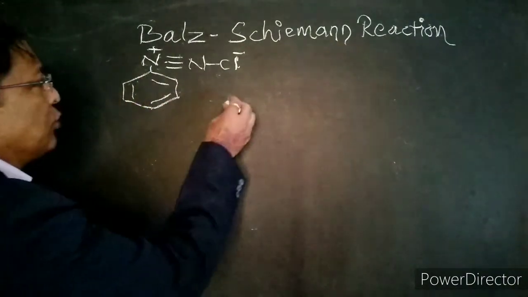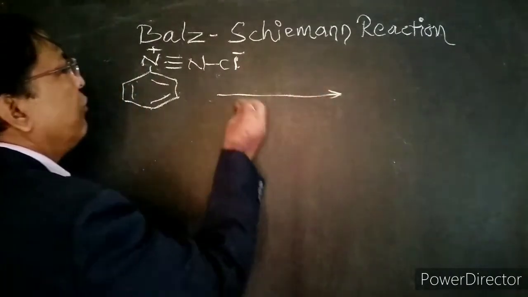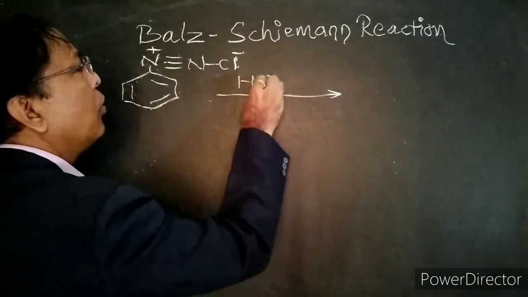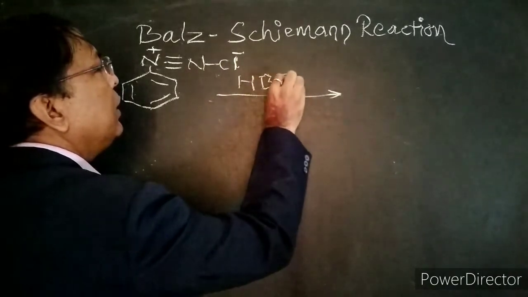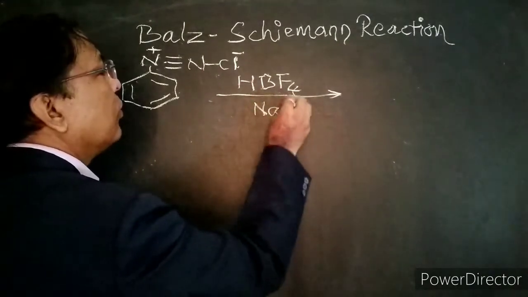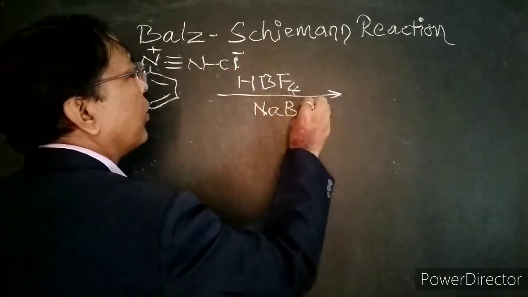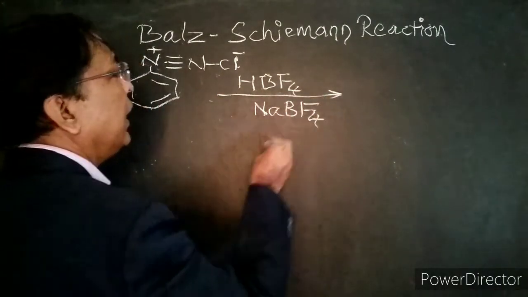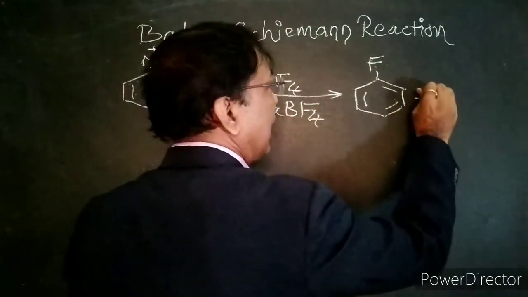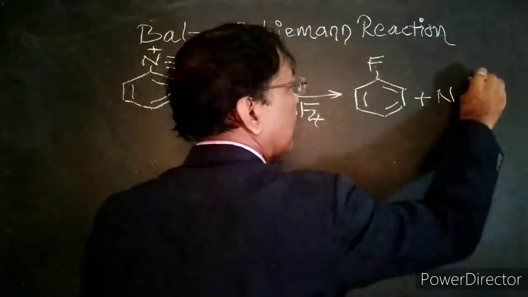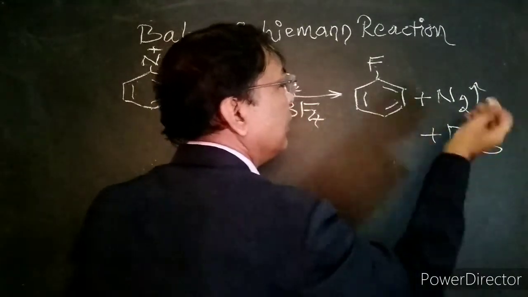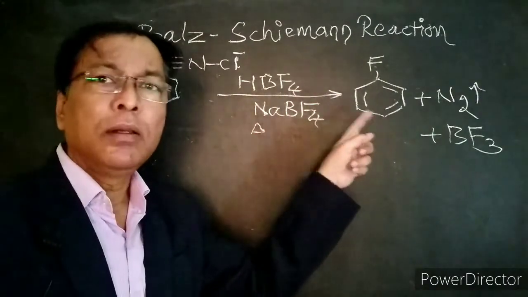When benzene diazonium chloride salt is heated with hydrogen fluoroborate, that is HBF4, in presence of sodium fluoroborate, NaBF4, after heating we get fluorobenzene and nitrogen gas and BF3. This is known as Balz-Schiemann reaction.